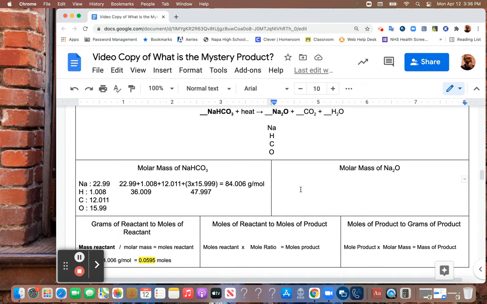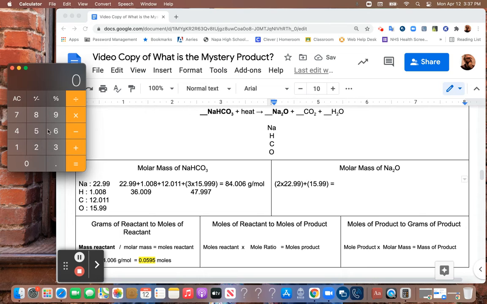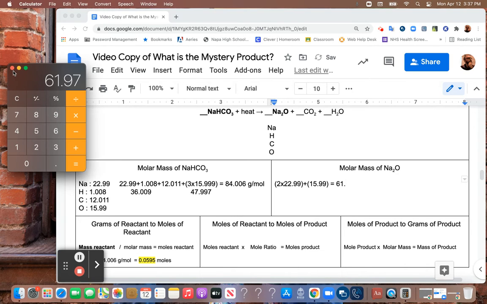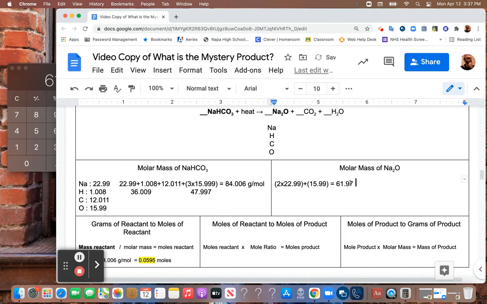Okay, so here's how I would do this. Well, I have 2 sodiums, and I got 1 oxygen, and that's going to give me, let's see, 2 times 22.99 equals that, plus 15.99 equals that, 61.97 grams per mole. All right.